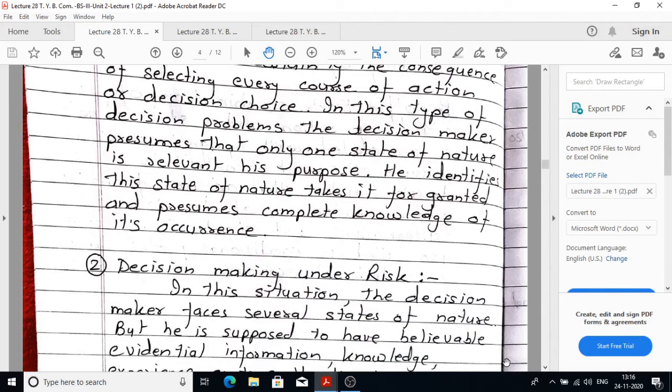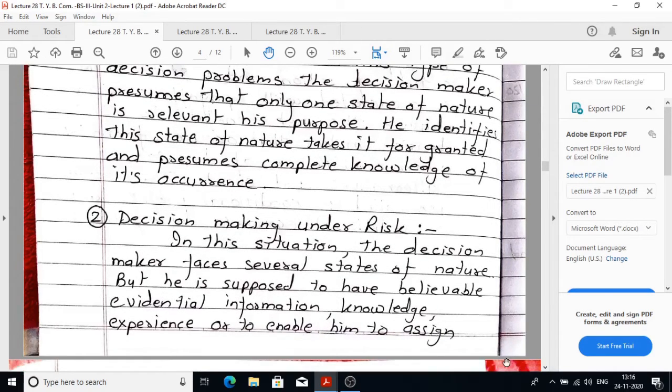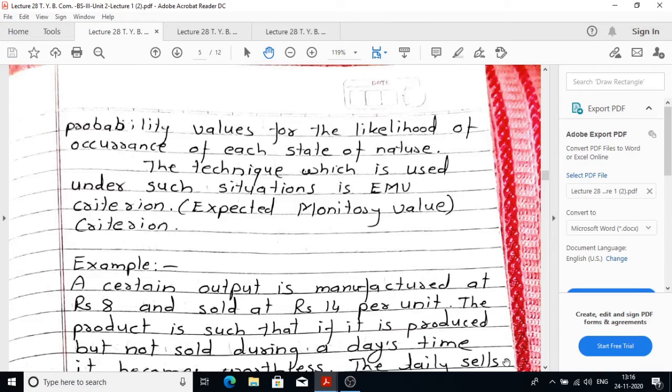Second is decision making under risk. In this situation, the decision maker faces several states of nature, but he is supposed to have believable evidential information, knowledge, or experience to enable him to assign probability values for the likelihood of occurrence of each state of nature. The technique which is used under such situations is the EMV criteria, which is called the expected monetary value criteria.